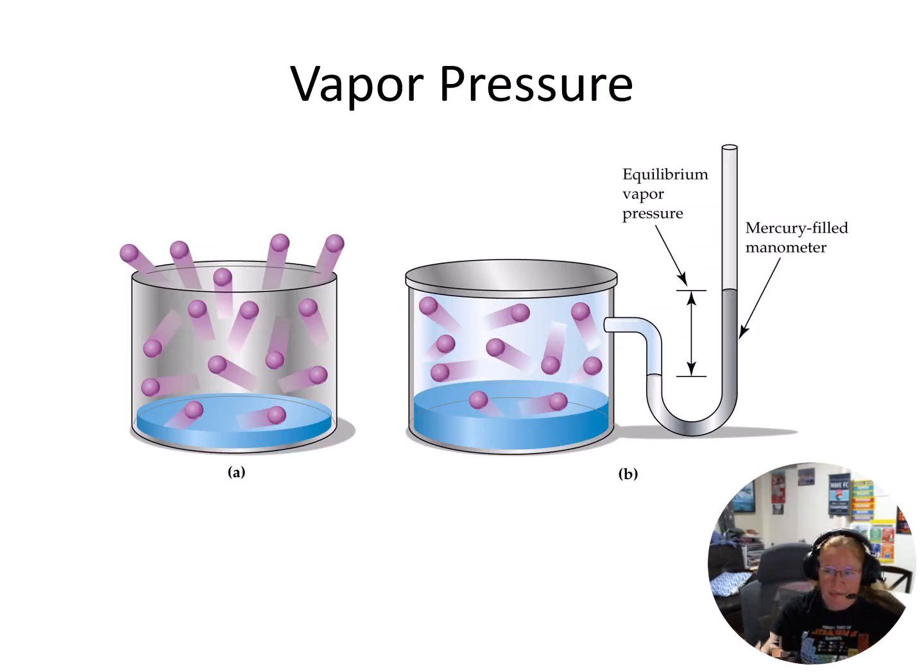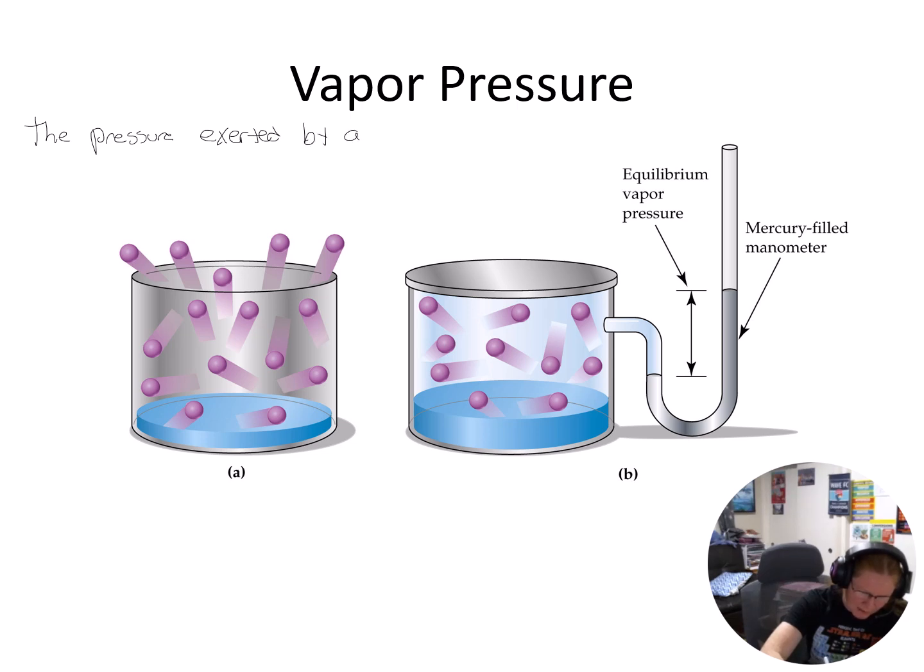Now, what do we mean by vapor pressure? All right, so vapor pressure is the pressure exerted by a vapor in equilibrium with its liquid phase.